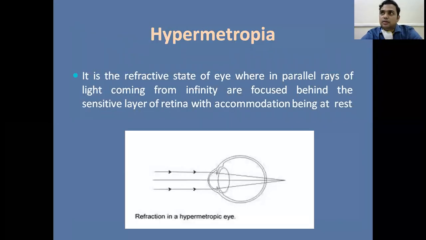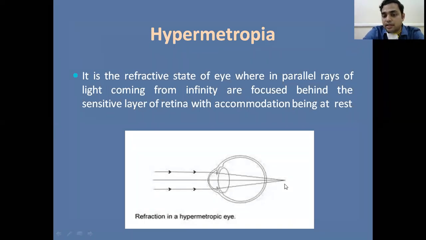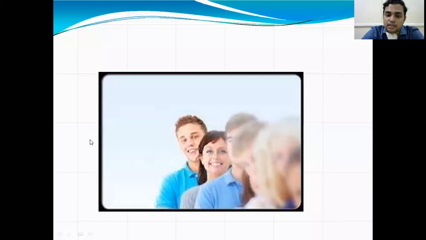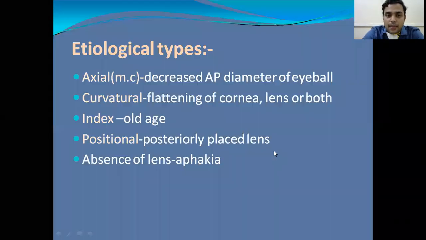So I will start the hypermetropia topic. Hypermetropia is the refractive state where the parallel rays coming from infinity focus behind the retina when the eye's accommodation is at rest. In this picture you can see the rays coming from infinity are focused behind the retina. This refractive state we call hypermetropia. So the patient perceives vision like this. You can see distant objects clearly, but he has a problem with near vision.